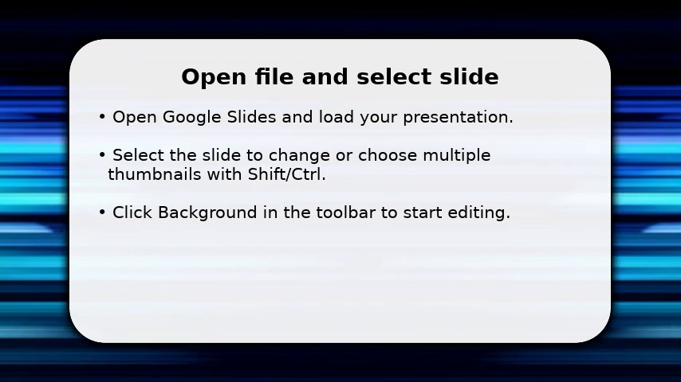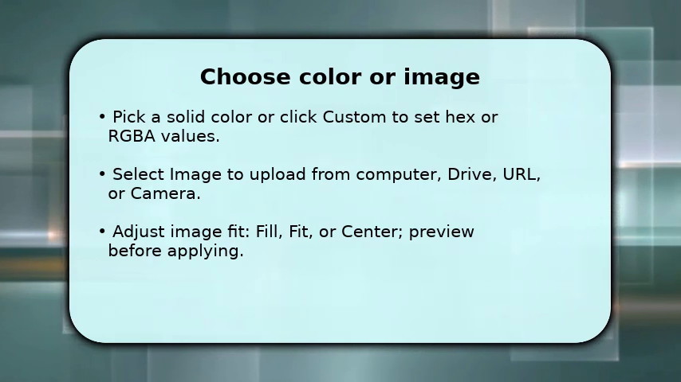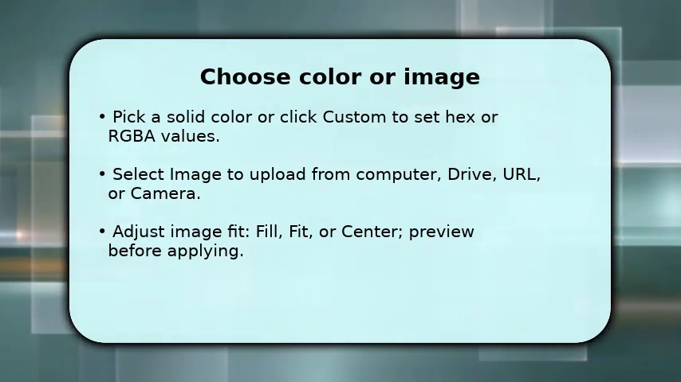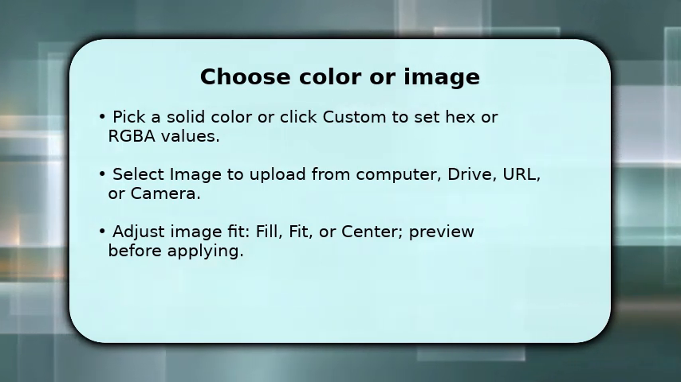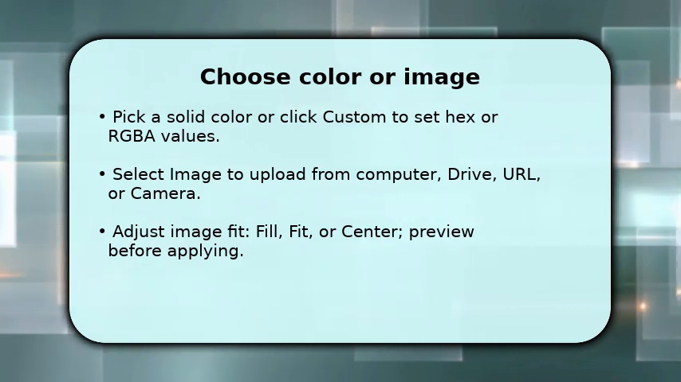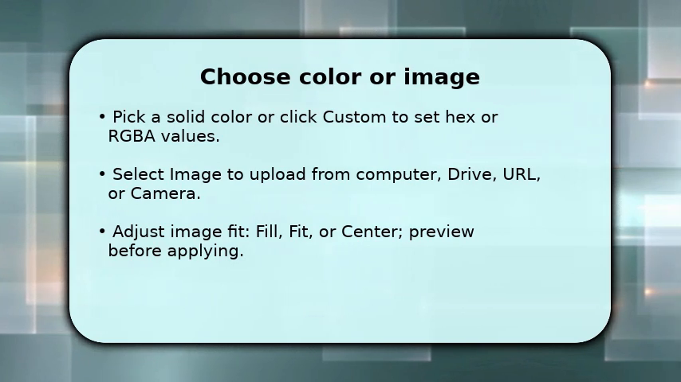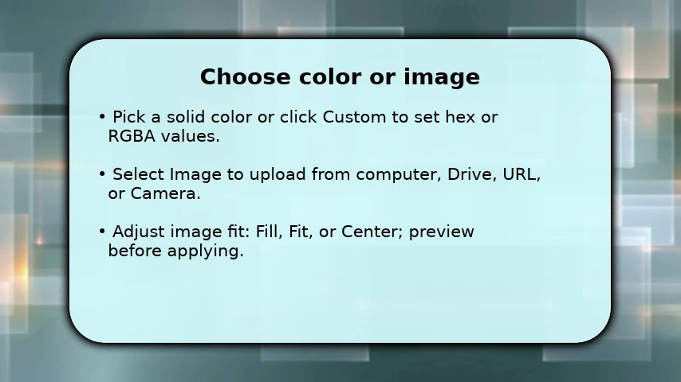Now choose whether to use a solid color or an image. If you pick color, click Custom to enter a hex code or tweak opacity for consistency across slides. If you choose image, upload from your computer, drive, or paste a URL. Make sure the image resolution suits presentation screens. Once uploaded, use Fill, Fit, or Center to control how the image fills the slide.